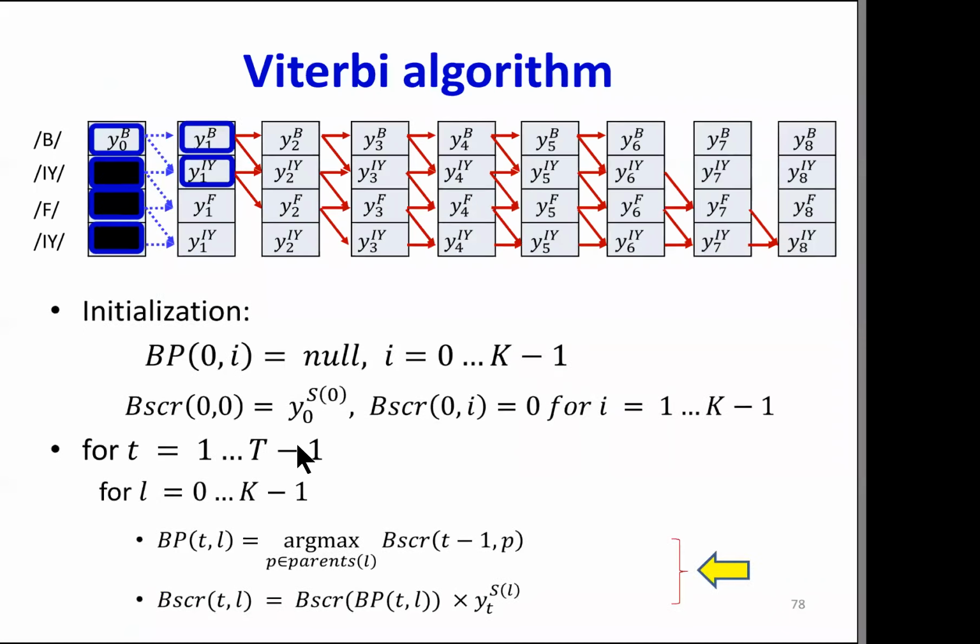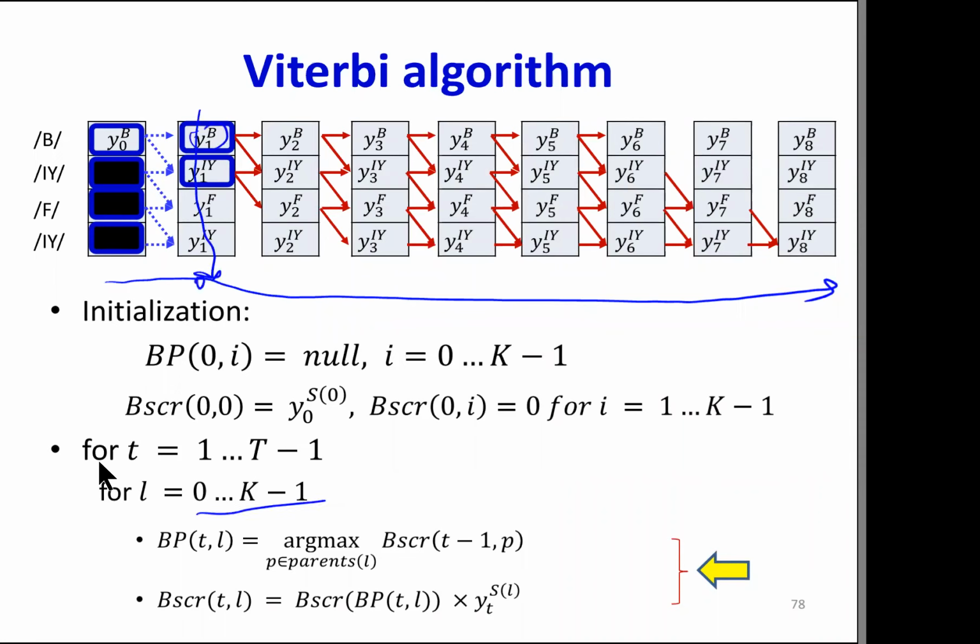Okay. Then here's what we do. I'm going to go from left to right across time. At each time instant, I'm going to go from top to bottom. And for each node over here, I'm going to find the best parent. And then I'm going to compute the best path score to that node. So let's see, here's what happens. At each point, you're going to find the best parent. And what is the best parent? You're going to find the parent whose best score is the largest.